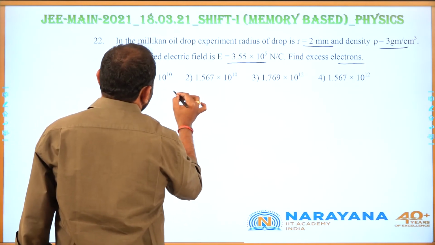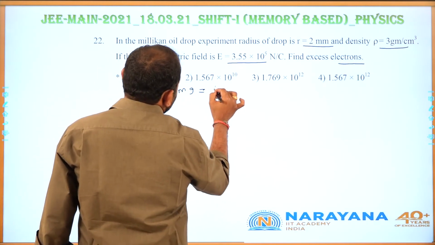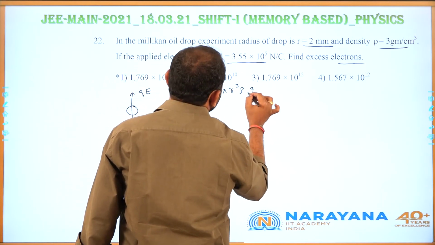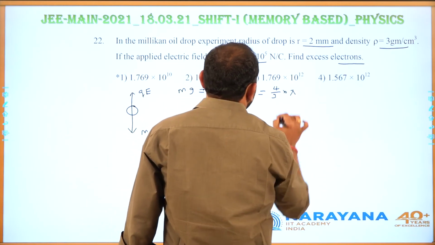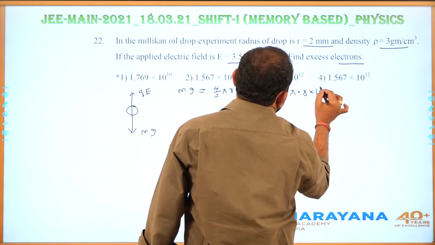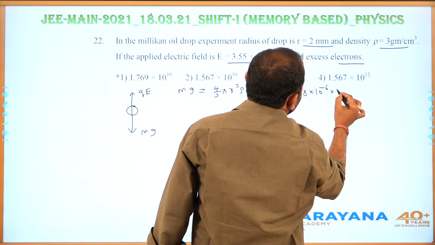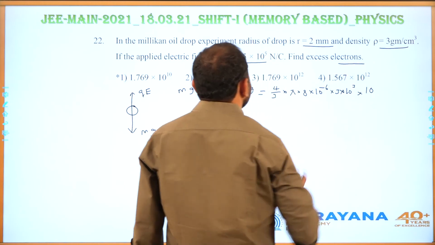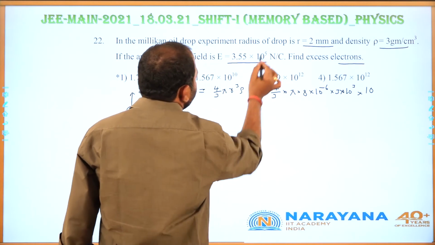Let us equate this. First of all, let us calculate the value of mg. This is 4/3 pi r cube into density of drop into g. 4 by 3 times of pi into r cube, where r is 2 mm cube, is 8 into 10 power minus 6, into density 3 gram per centimeter cube, which means 3 into 10 power 3 in SI units, into the acceleration due to gravity. Let us assume it to be 10.